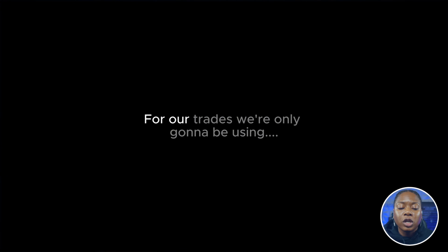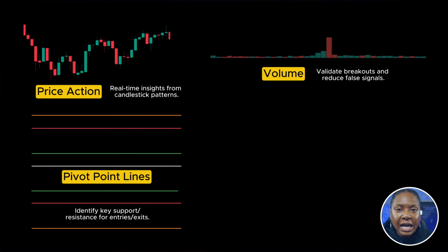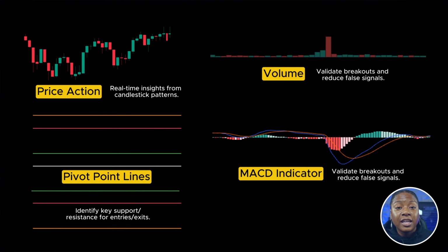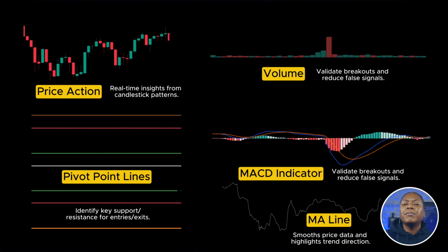For our trades, we're only going to be using the candlestick charts, the volume, just the volume bars on your chart, the pivot point lines, and the MACD indicator. That's it. You can use other things, and then moving averages. Okay, but we'll keep it simple.